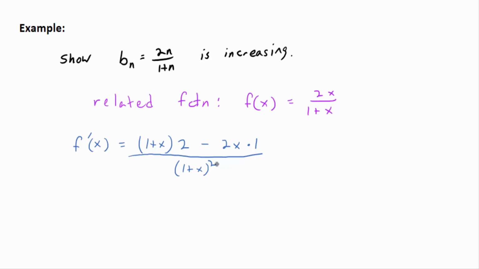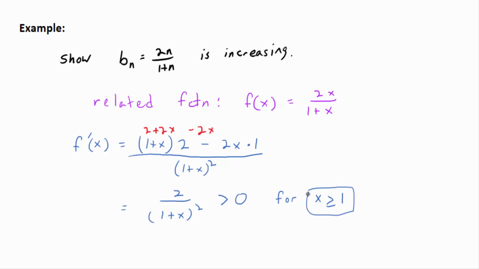Okay, what do I get in the numerator when I simplify? So this is really 2 plus 2x here. That's a minus 2x there. So what do I get in that numerator? Just 2. Now what's x allowed to go from? Since n starts at 1, x is going to start in the same spot. So can you say 2 over (1 plus x) squared is positive for x greater than or equal to 1? Actually, it's always positive, right? It's greater than 0, means it's positive for x greater than or equal to 1. Well, it's true for all x, but we only need it to be true for x greater than or equal to 1. So what's your conclusion?